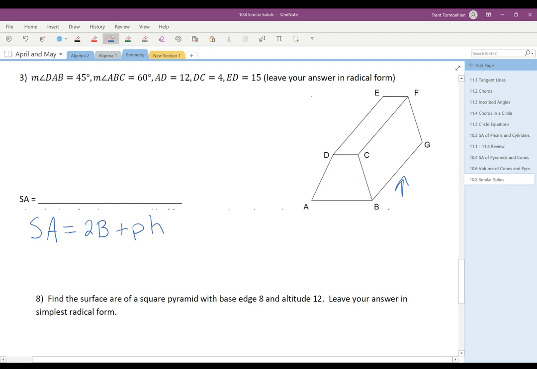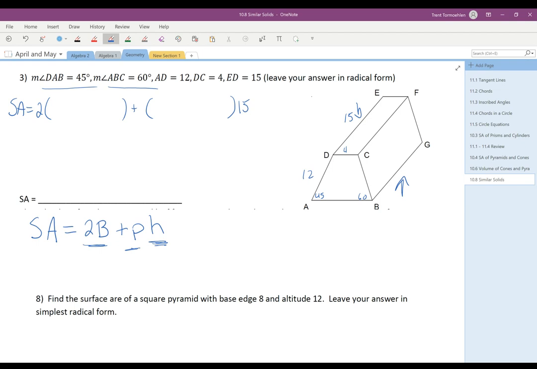So to do this, we need to find what is the area of the base. We need to find the perimeter. We need to find the height. Okay, so we know that DAB is 45 degrees. ABC is 60, so we get those from here and here. AD is 12, DC is 4, and then ED is 15. So if you notice, we already have the height. And so we're going to be doing 2 times the area of the base, so you need to find out what that area of the base is, plus the perimeter, and then times the height. But the height is just 15. We've already been given that because that's what that DE value is.